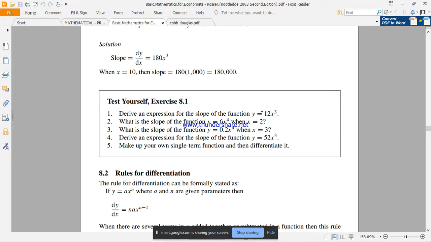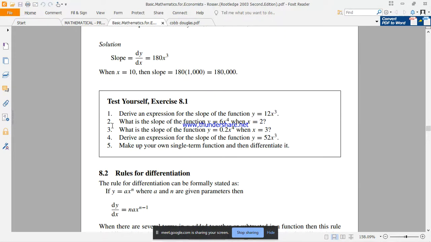So dy/dx will be 36x raised to the power 2, because 12 times 3 is 36. I multiply 3 times 12, 36, then x, then reduce 3 by 1 to get 2, which means my final answer is 36x squared. That will be my answer.